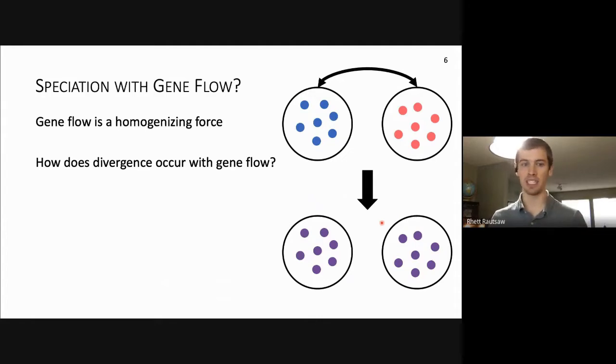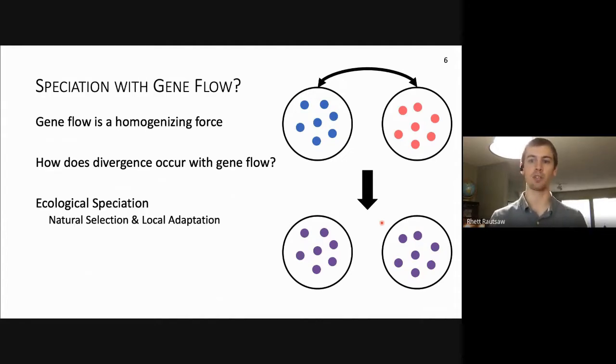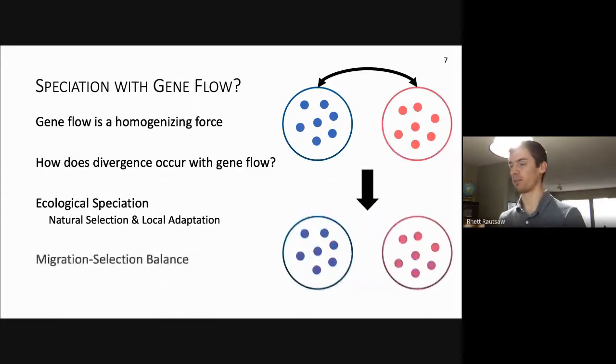Well, one way this might happen is ecological speciation, which relies on natural selection and local adaptation. So imagine instead of these populations existing in the same environment, which is represented by this black circle, they were instead locally adapted to their own environments. So now a blue circle and a red circle. Now if selection is strong enough, these populations can maintain their divergence or differentiation in spite of gene flow. So migration and selection sit at a balance where gene flow can muddy our phylogenetic signal, but populations are still divergent due to selection.